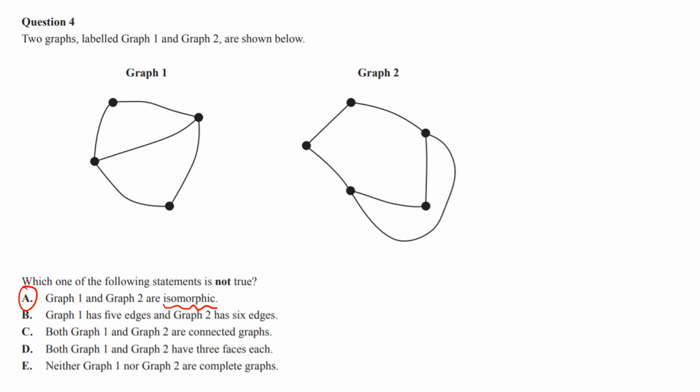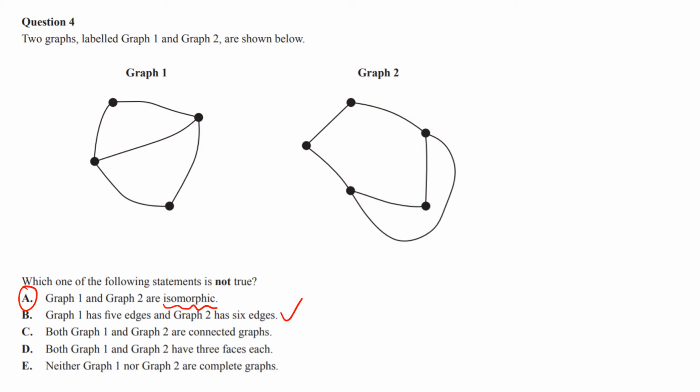Now, graph 1 has 5 edges and graph 2 has 6 edges. Look, 1, 2, 3, 4, 5. Yes, 1, 2, 3, 4, 5, 6. So that is true, which is why it's not the correct answer. Let's have a look at some of these other ones.